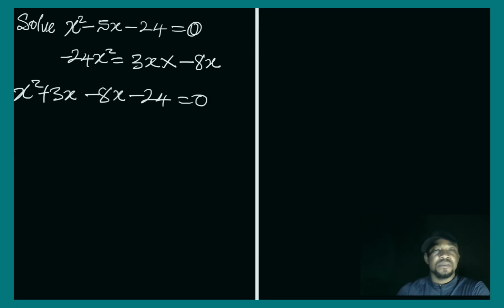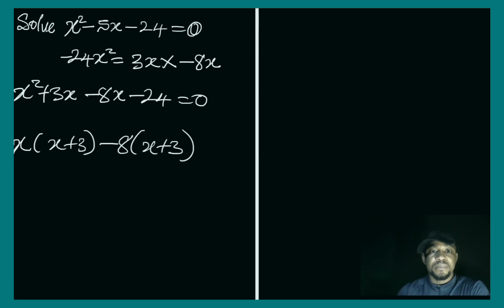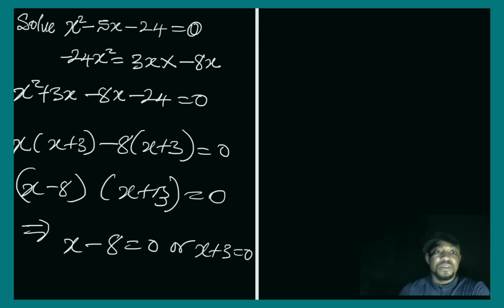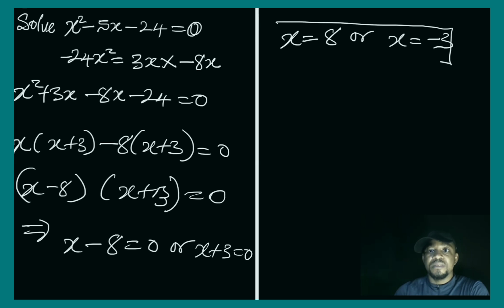24 equals 0. So this now gives me x into x plus 3 minus 8 into x plus 3 equals 0. So this means x minus 8 into x plus 3 is equals 0, which immediately implies x minus 8 equals 0 or x plus 3 equals 0. So x minus 8 equals 0 means x is equals 8 or x is equals minus 3. So these are the solutions to our quadratic equation.